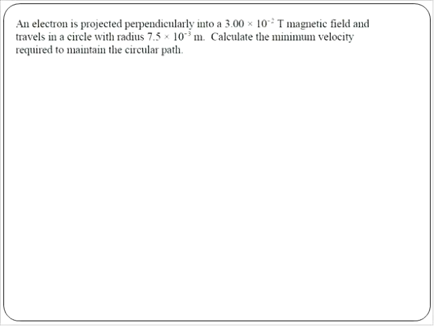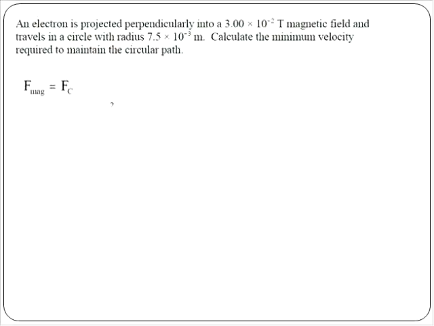Another one. This one says an electron is projected perpendicularly into a magnetic field and travels in a circle. Now, as soon as you see the word circle, you should be thinking centripetal force. So in other words, the force acting on that electron because of the magnetic field, or in other words, the magnetic force, is going to be equal to the centripetal force. Okay, that's another pretty standard question.